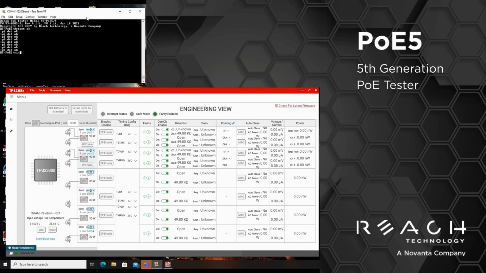That turns on the single signature relay that we saw earlier, and allows us to do classes 5 and above. Let's set a class 8 class, and it's ready to go now. We just need to decide what kind of load we want to put on it.